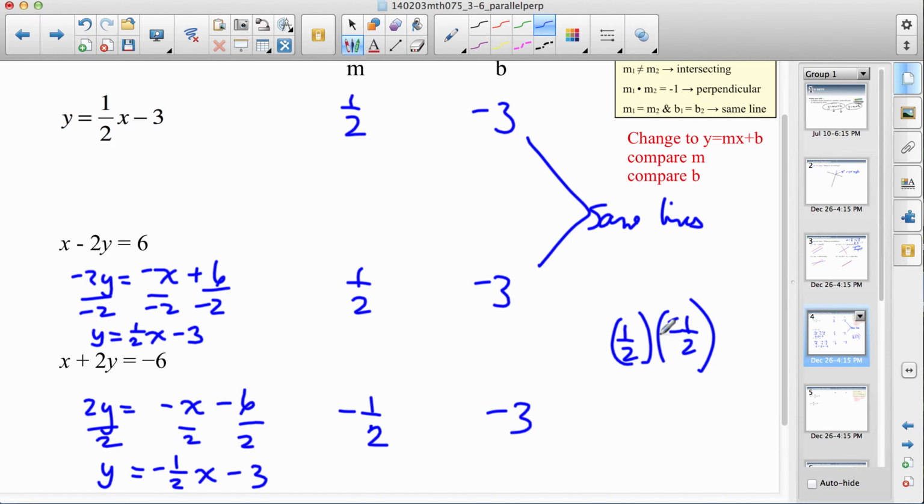Yeah. 1 times negative 1 is negative 1, 2 times 2 is 4. This is not equal to negative 1, therefore these aren't perpendicular. They are just crossing. Let's try another one.